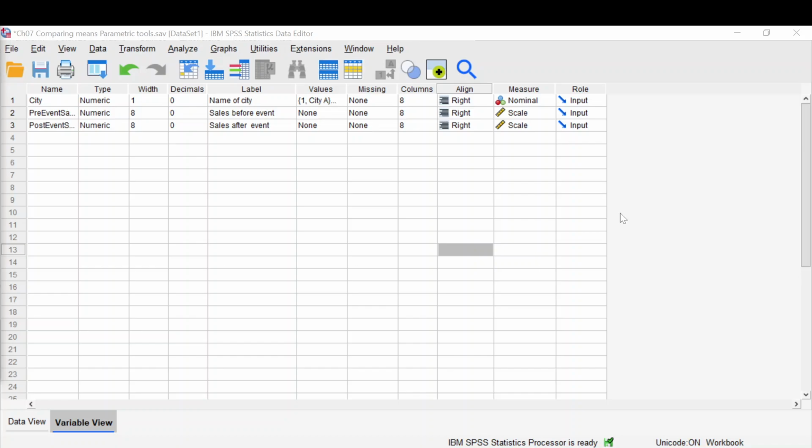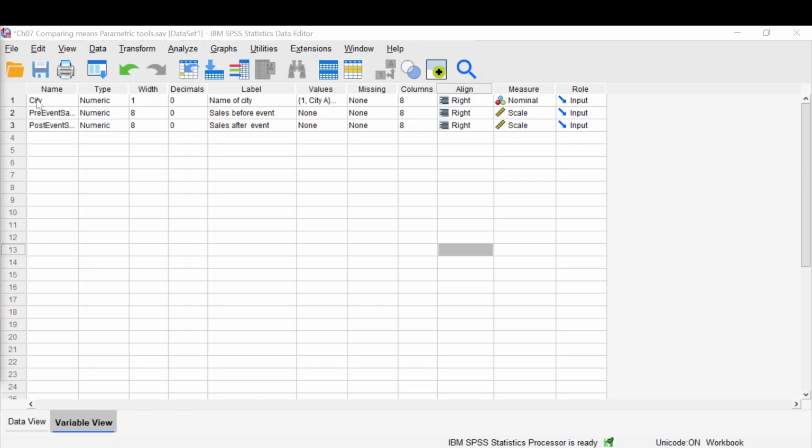All right, so let's start with a one sample t-test analysis in SPSS. If we think about our case study, essentially we had three cities, city A, city B, and city C, and we had pre-event sales and post-event sales. In other words, our sales before we offered the freebies and attended the road shows and so on, and then our sales after those things took place.